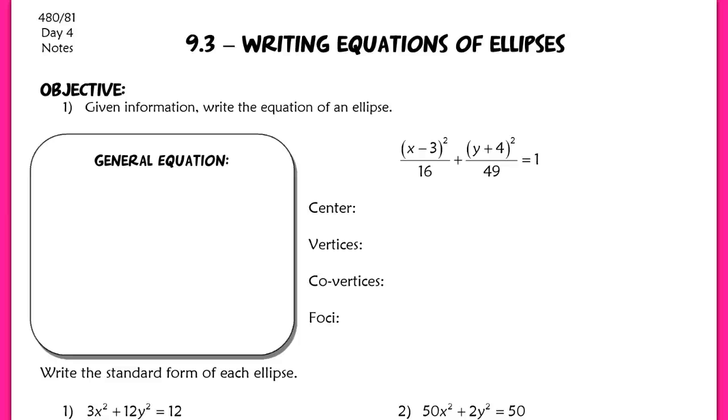This lesson is for section 9.3 on writing equations of ellipses. So our main objective for today is to write the equation of an ellipse based off of the given information. So real quick, I just want to review.